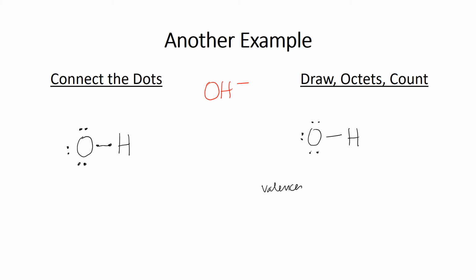Oxygen has a valence of 6. The hydrogen added 1 electron plus 1 more from the negative charge. Our diagram can have 8 electrons, which it does. So that's correct. Okay, now we're going to do another example. Okay, our final example is going to be nitrate.